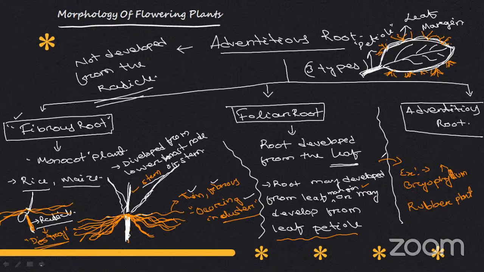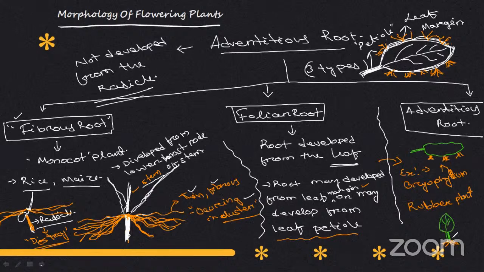Okay, let's continue. In case of your bryophyllum, suppose this is the bryophyllum, the root is developed from your leaf margin. And in case of your rubber plant, suppose this is the rubber plant, it has the leaf. In case of your rubber plant, the root is developing from the petiole.